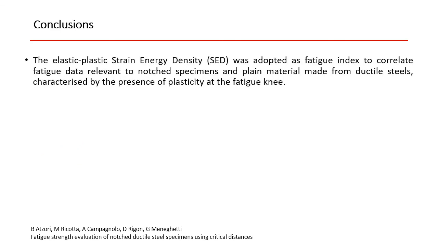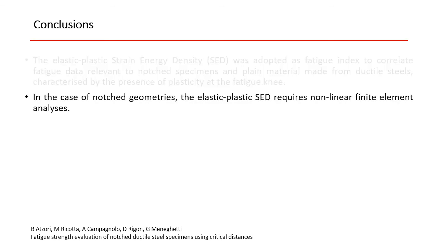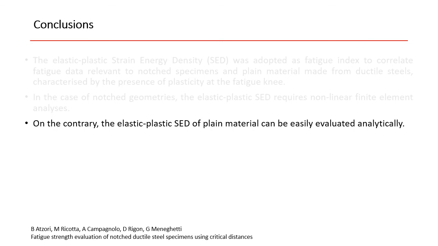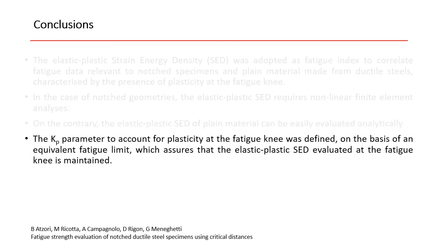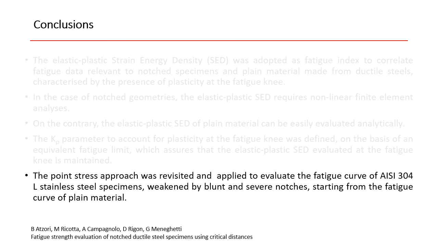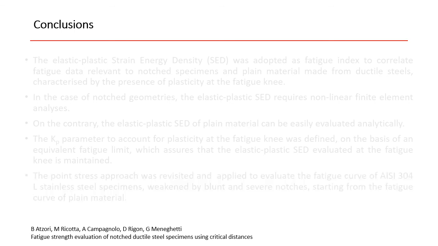In this work, the elastic-plastic strain energy density was adopted as fatigue damage index to correlate fatigue data relevant to notched specimens and plain material made from ductile steels, characterized by the presence of plasticity at the fatigue knee. In the case of notched geometries, the elastic-plastic strain energy density evaluation requires non-linear finite element analysis. On the contrary, the elastic-plastic strain energy density evaluation of plain material can be easily done analytically. A Kp parameter was defined to account for plasticity at the fatigue knee of plain material on the basis of an equivalent fatigue limit, which assures that the elastic-plastic strain energy density evaluated at the fatigue knee is maintained. And then the point stress approach was revisited and applied to evaluate the fatigue curves of AISI 304 low carbon stainless steel specimens weakened by blunt and severe notches, starting from the fatigue curve of plain material.